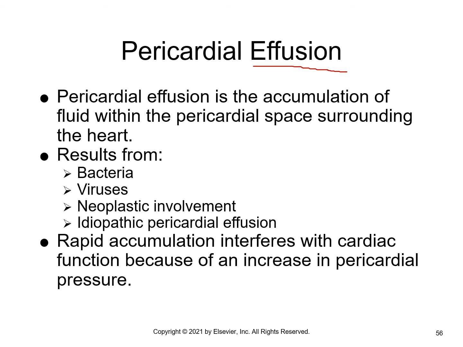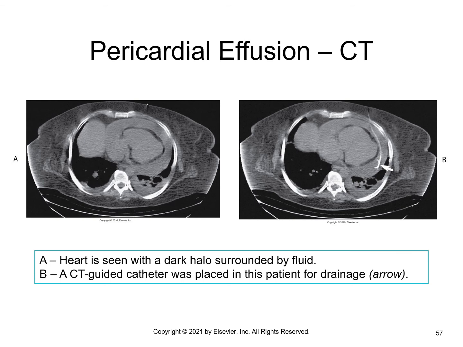Rapid accumulation of fluid around the heart can interfere with the cardiac function because it's going to apply pressure to the pump. So by applying pressure to the pump, it makes that heart not pump as effectively and can cause some significant heart problems with that fast onset of accumulation. So here's an example of a pericardial effusion. You see that this is actually the heart here, but this is fluid trapped all the way around the actual heart.